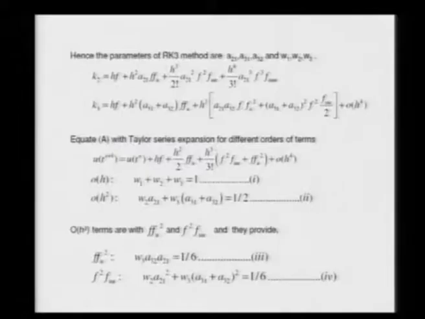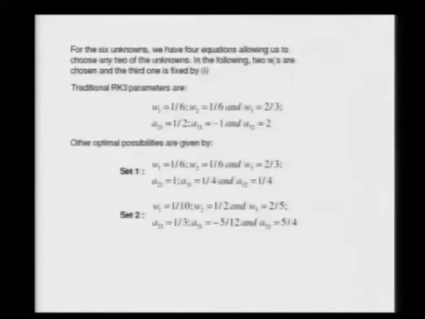For the order h cube term, we will have two sets of terms. One will be multiplied by f u square, and another will multiply f square times f u u. When you equate those coefficients, you get these two relations, which are given by 3 and 4. So, basically, we note that we have 6 unknowns and we have generated 4 equations that allow us to choose any 2 of them. Those are your degrees of freedom. In the following, I am just indicating one way of doing it, where you choose 2 of the w i's.